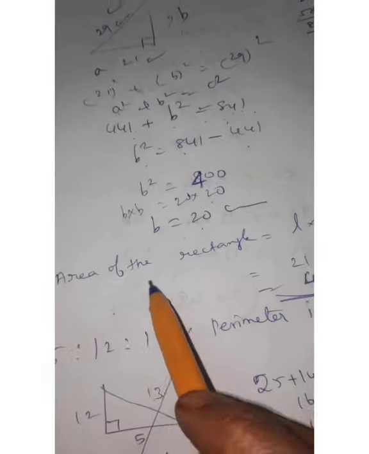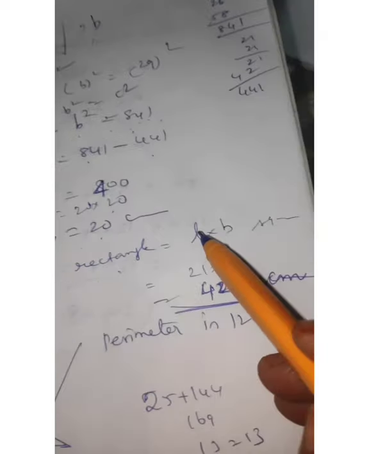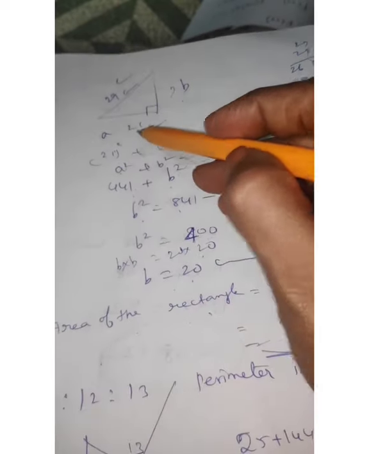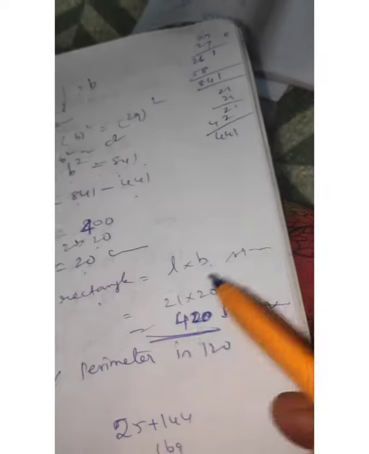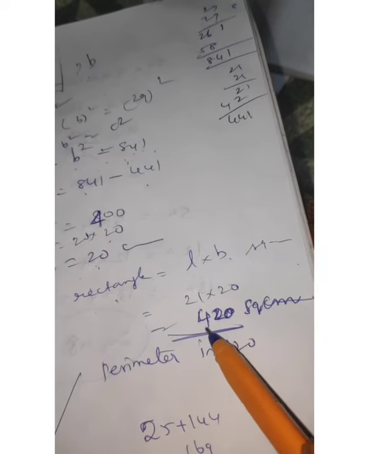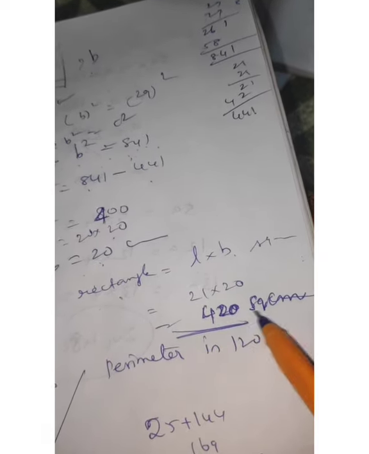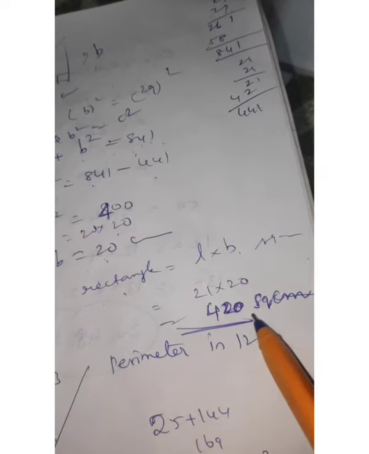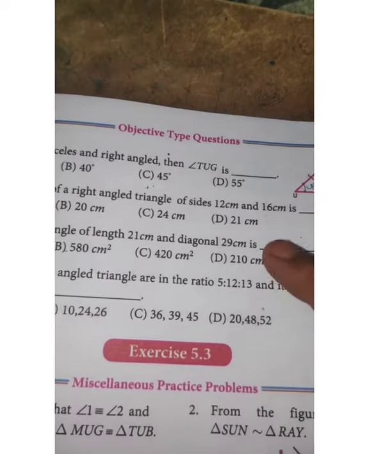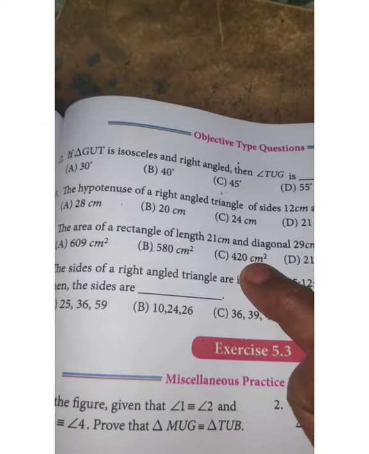They are asking for the area of the rectangle. Area of the rectangle formula: L into B. L value is already given as 21. B value equals 20. So 21 into 20 square units, which is 420 square centimeter. Now the area of the rectangle equals 420 square centimeter. So the answer for this sum is 420 centimeter squared.